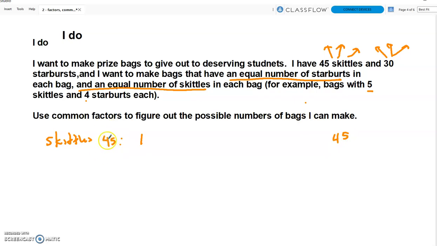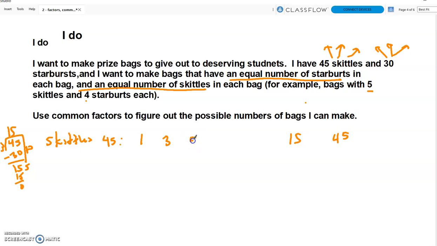What are some more factors of 45? 2 is not. 3, let's try 3 real quick. 45 divided by 3. I know 3 times 10 is 30, and I know 3 times 5 is 15, which leaves me right to 0, so it does work, right? I can do 3 times 15. So those are factors. So what that means, I can make 3 bags, and each bag would have 15 Skittles, or I can make 15 bags, and each bag would have 3 Skittles. That's what that means.